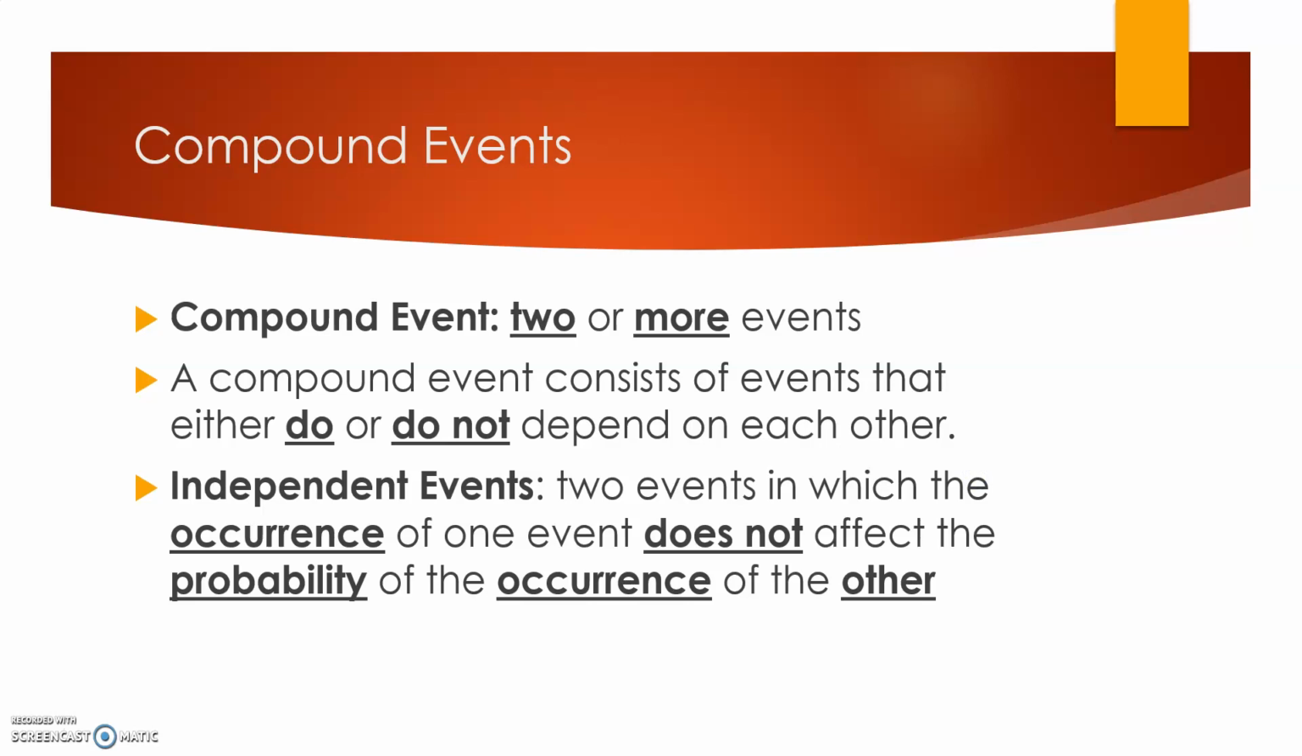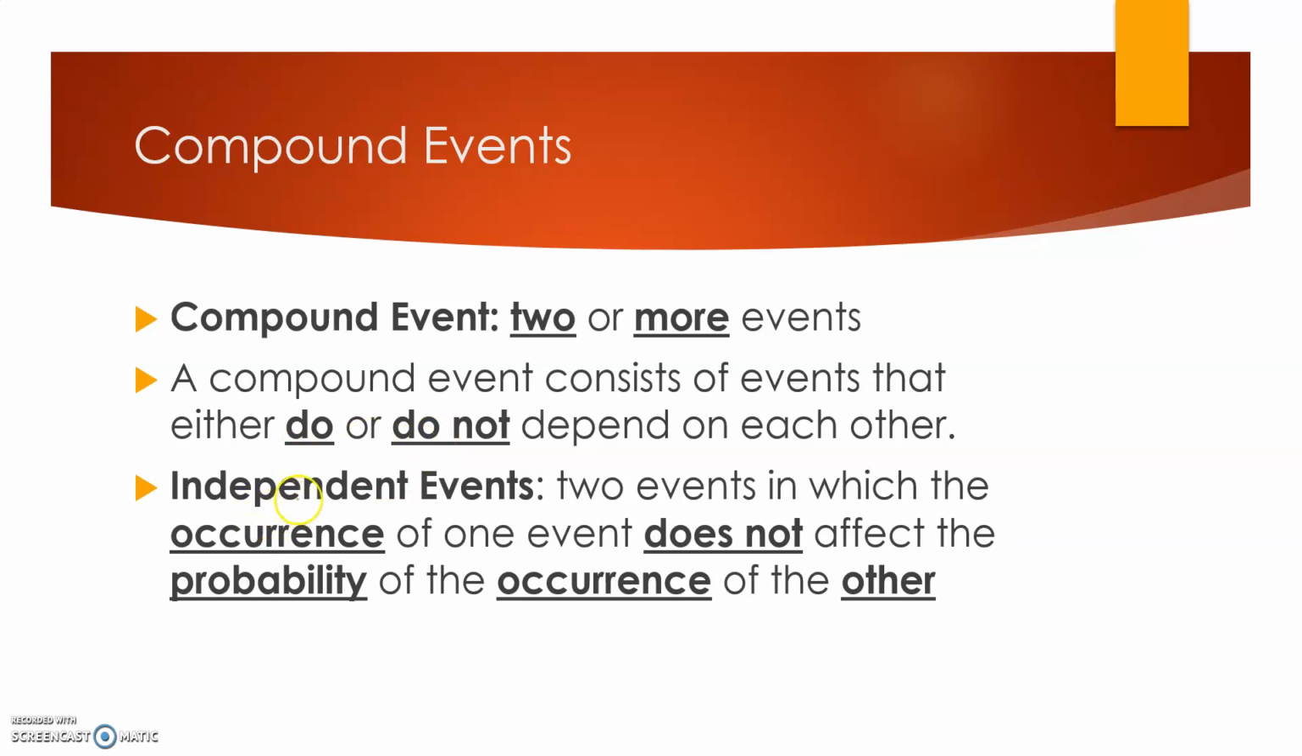So a compound event is 2 or more events, and a compound event consists of events that either do or do not depend on each other. So 2 or more events could be like, I get an A on a test and my parents buy me an ice cream. Those are 2 or more events. One event is that I got an A on my test, and the other event is that my parents bought me an ice cream. And so the events can depend on each other, but they don't have to depend on each other.